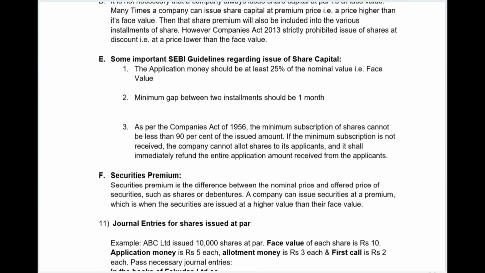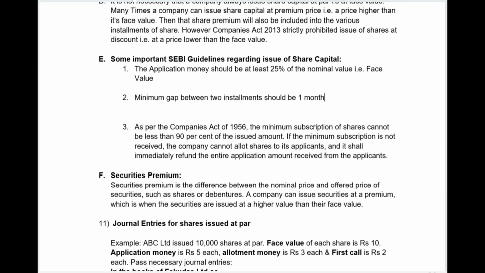Number 3, as per the Companies Act 1956, the minimum subscription of shares cannot be less than 90% of the issued amount. If the minimum subscription is not received, the company cannot allot shares to its applicants, and it shall immediately refund the entire application amount received from the applicants. That means that according to the Companies Act 1956, the minimum subscription of the shares of a company should not be less than 90% of its issued amount. Suppose that a company issued 1 lakh shares in the market, but the subscribers purchased 80,000 shares.